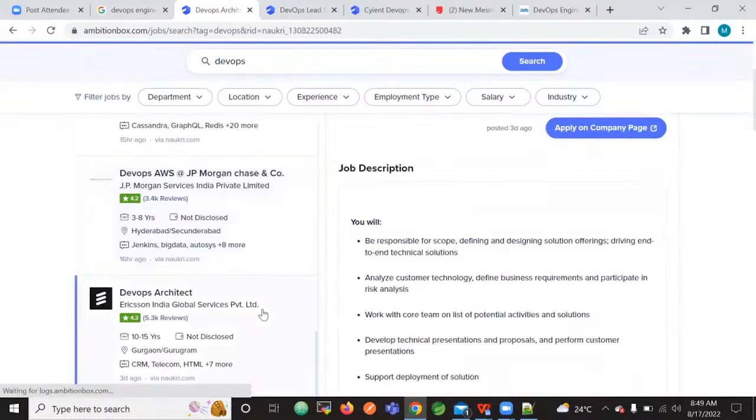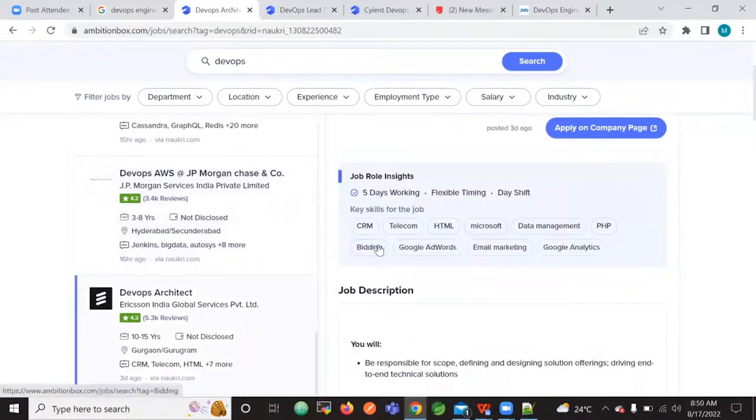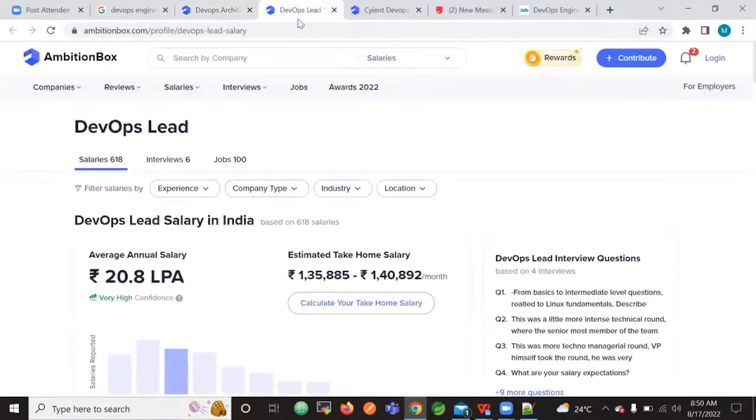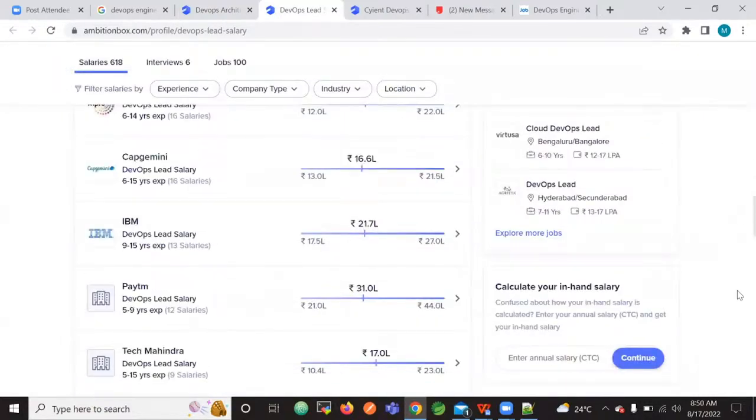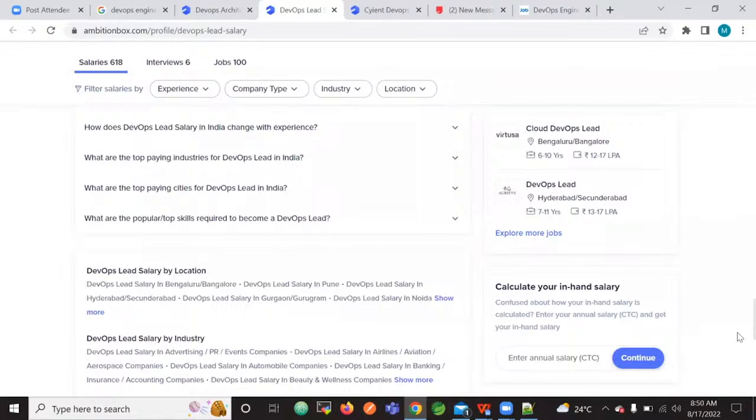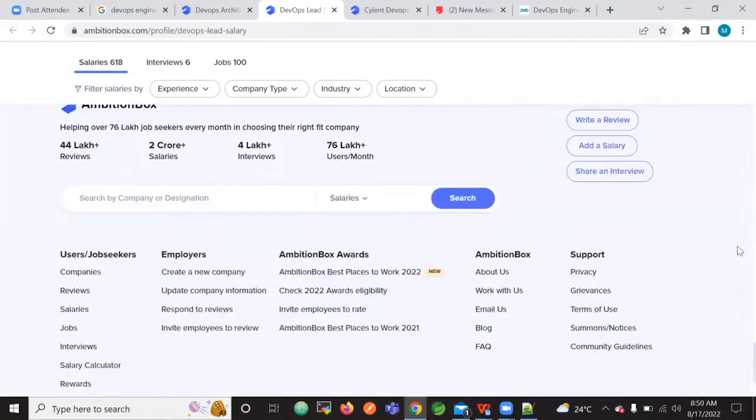Now, DevOps architect. So for this role, what they're expecting? The role is DevOps architect, but they have not clearly mentioned what they are looking for. Okay, so this is one thing, and if you can see, this DevOps lead is the guy, and the common tools they are expecting for this job role. Let us see.